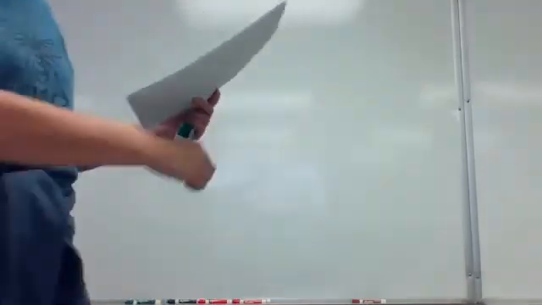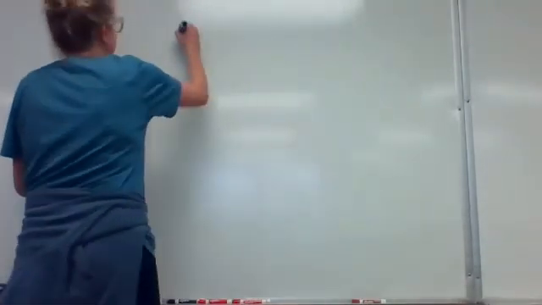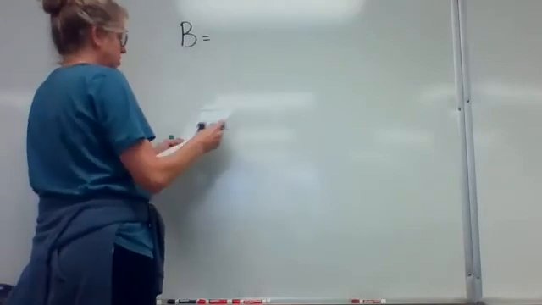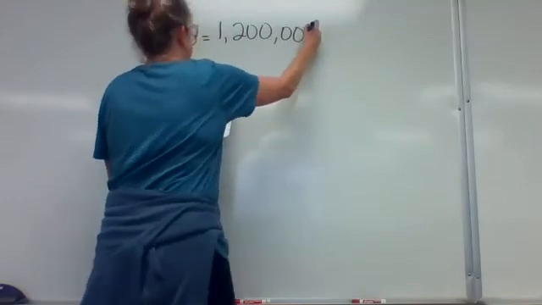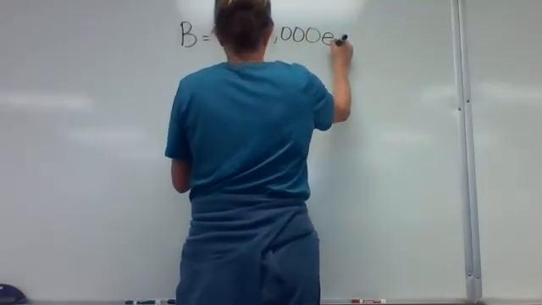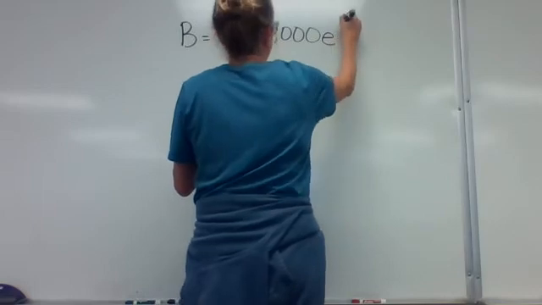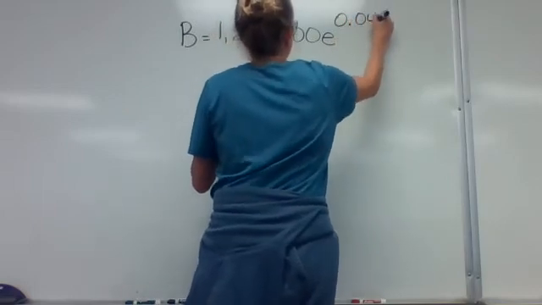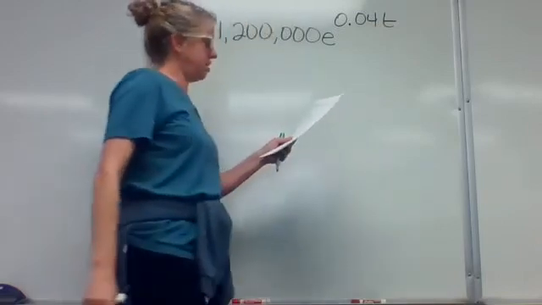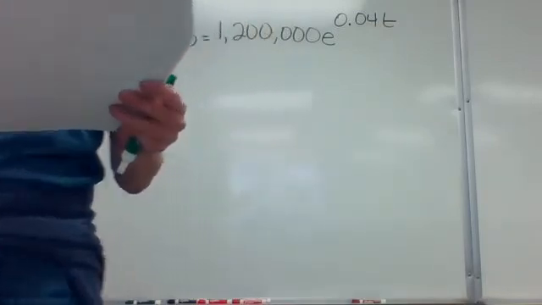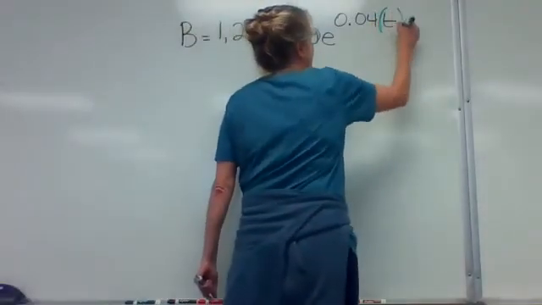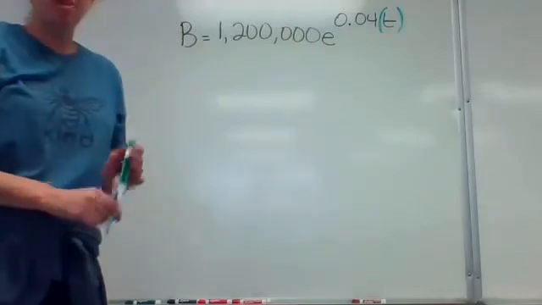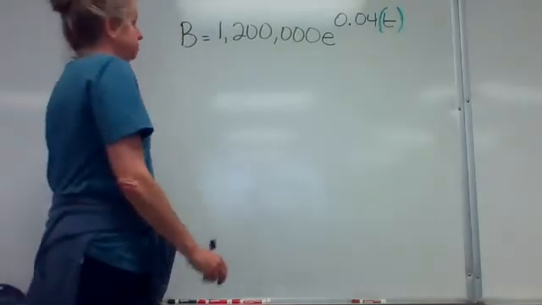All right, the population of a small country increases according to the function, and it gives you the function. B equals 1,200,000 e to the 0.04t, where t is measured in years. How many people will the country have after 4 years? Where do your years go? In the t spot. So you're just replacing that with a 4.